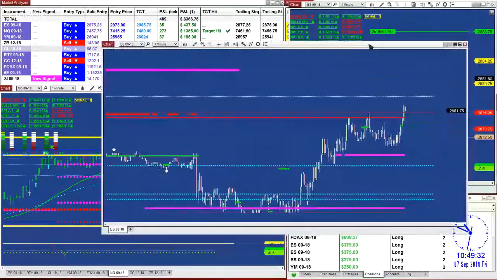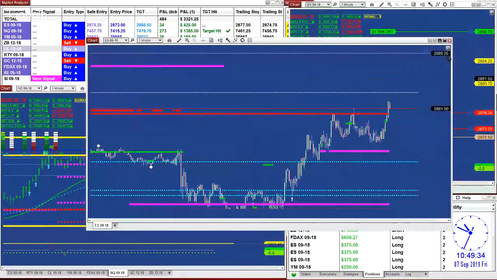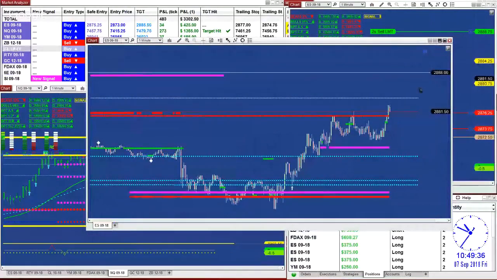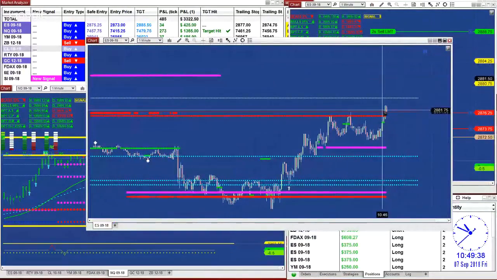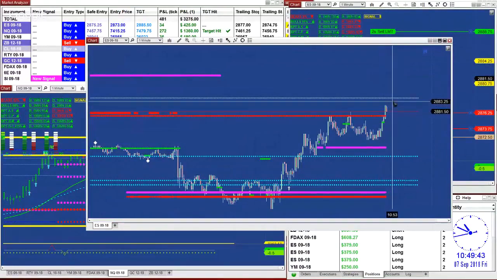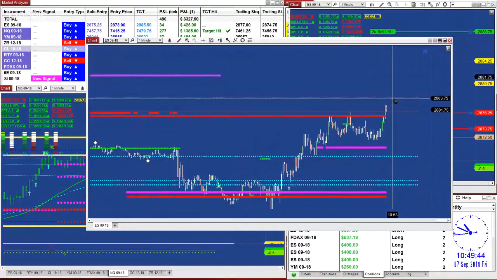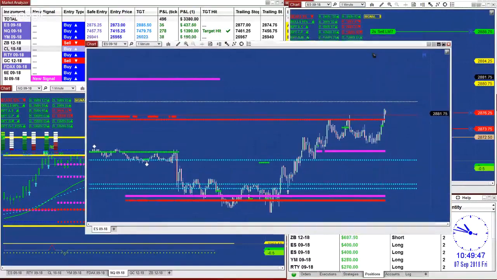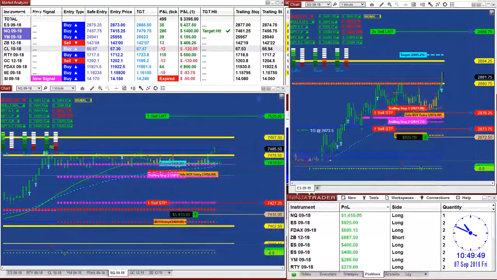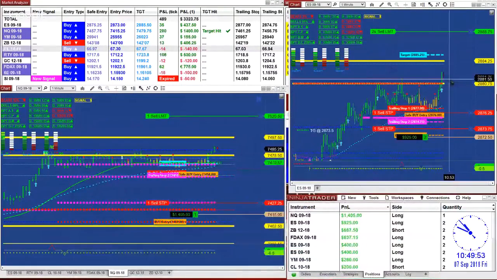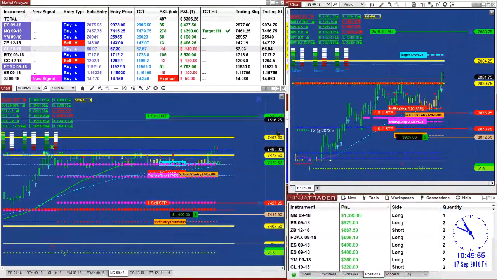Right now, let's look at the ES. The resistance is no longer a resistance, it has become a support line. And let's see how it finally broke that thick wall on the ES. So let's keep our eye on that.